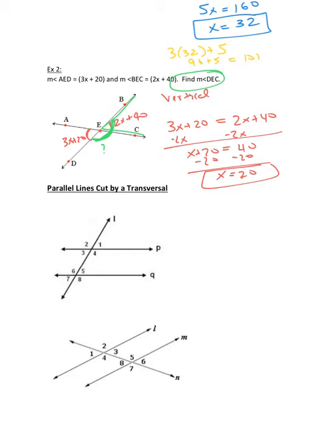So 2 times 20 is 40. I'm plugging into this. 2 times 20 is 40 plus 40 is going to give me 80. So if this is 80, then DEC is 100 degrees.